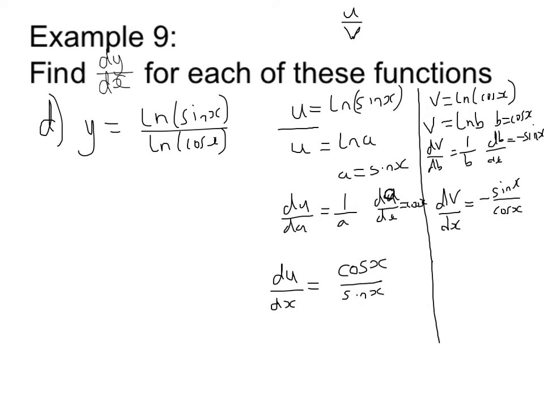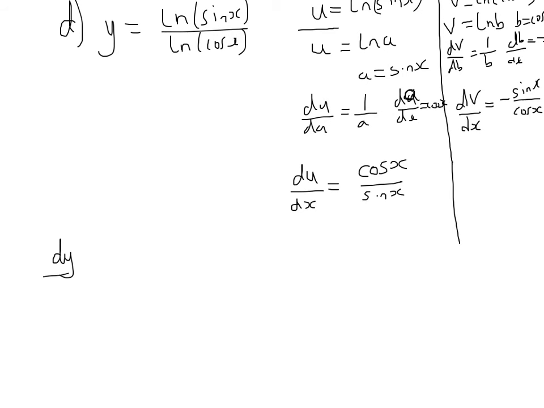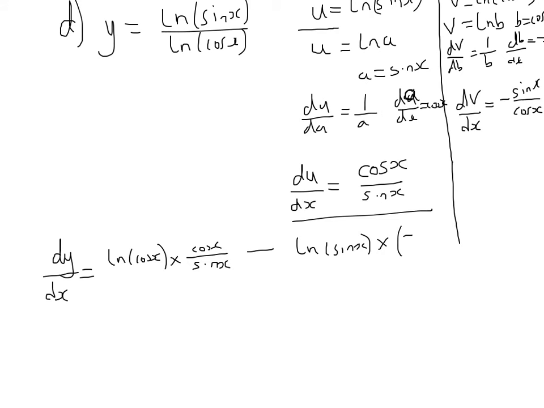If I remember my quotient rule, to differentiate it I'm going to have v first, then du by dx, and then I'm going to subtract u dv by dx, and that's all going to be over v squared. So I'm going to need a bit more space. I'm going to move some of this stuff across. So I have dy by dx equals v, which is ln cos x, multiplied by du by dx, which is cos x over sin x, subtract u, which is ln sin x, multiplied by minus sin x over cos x, which is dv by dx, and that's all over v squared, which is ln cos x all squared.